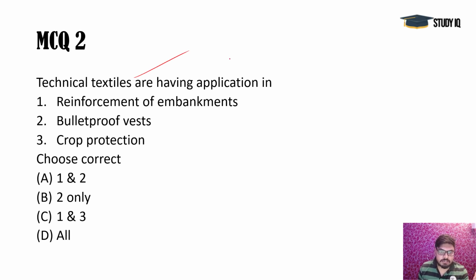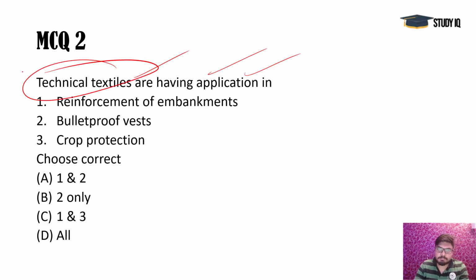Next, technical textiles are having application in... You see, after agriculture, the textile sector is the biggest employer, and technical textiles are different. They have multiple applications in almost all sectors, like river embankments and dams. These specific types of textiles are used there. In bulletproof vests, these are used. Crop protection, the agri-textile as we call it, and geotextiles are all specific types of technical textiles, because these areas have technical needs.